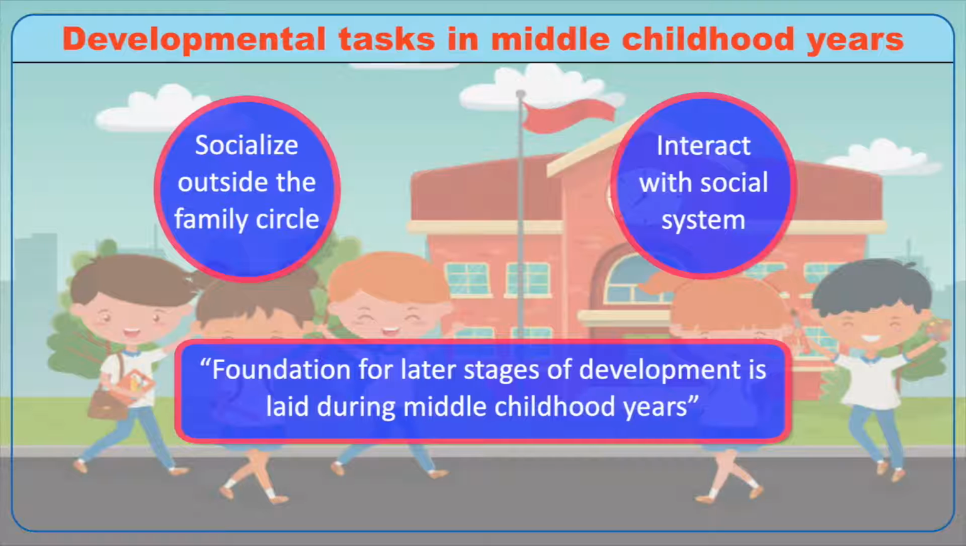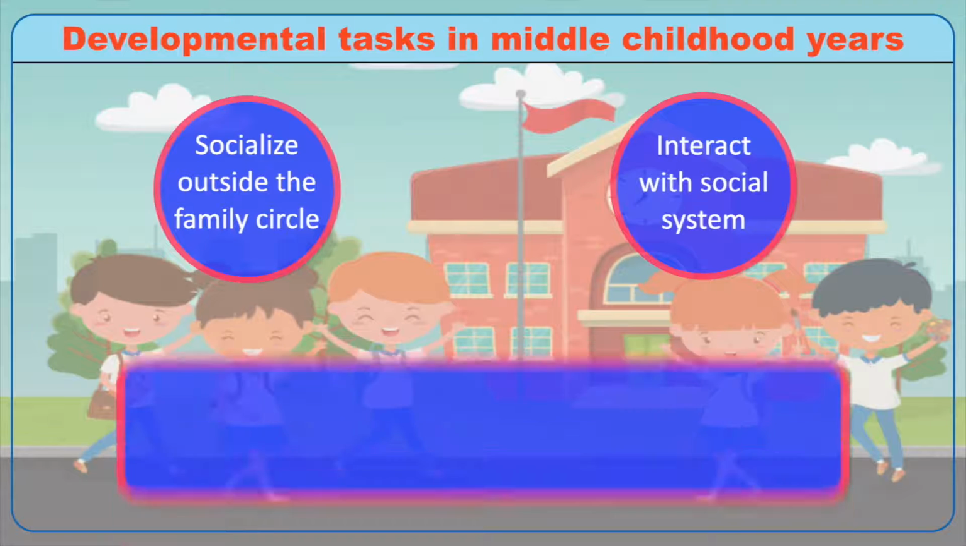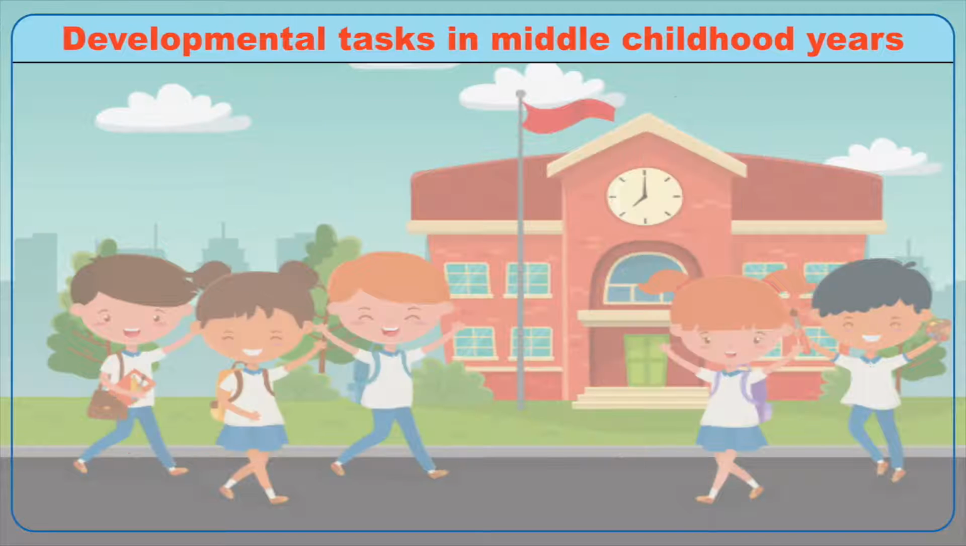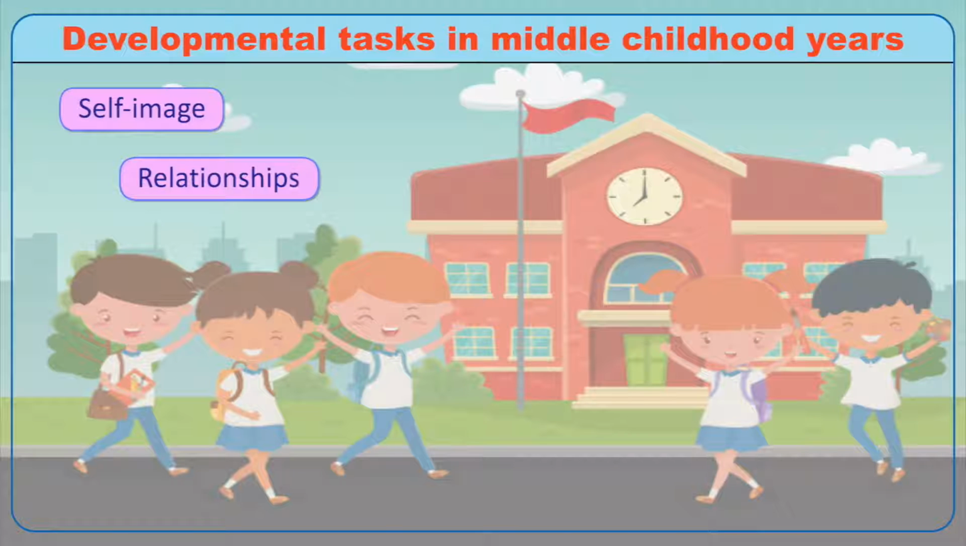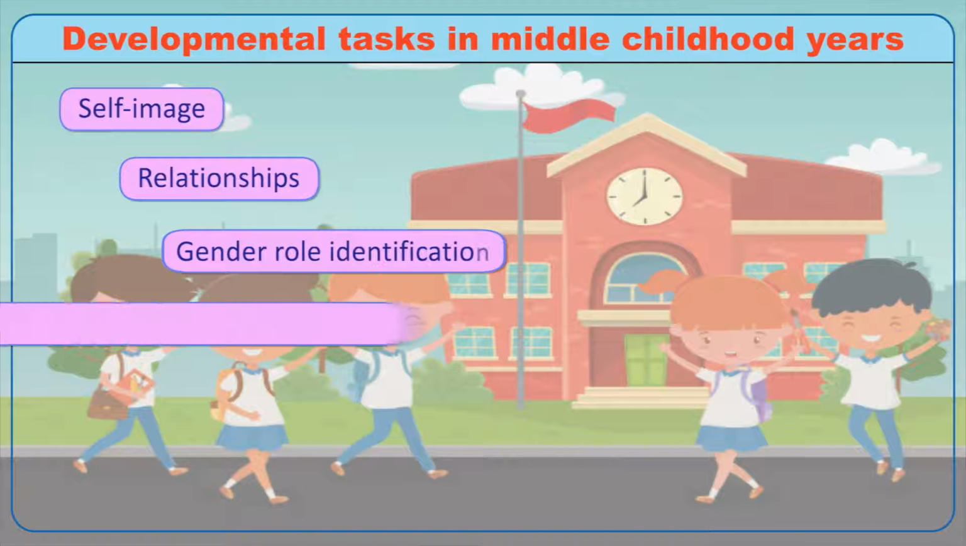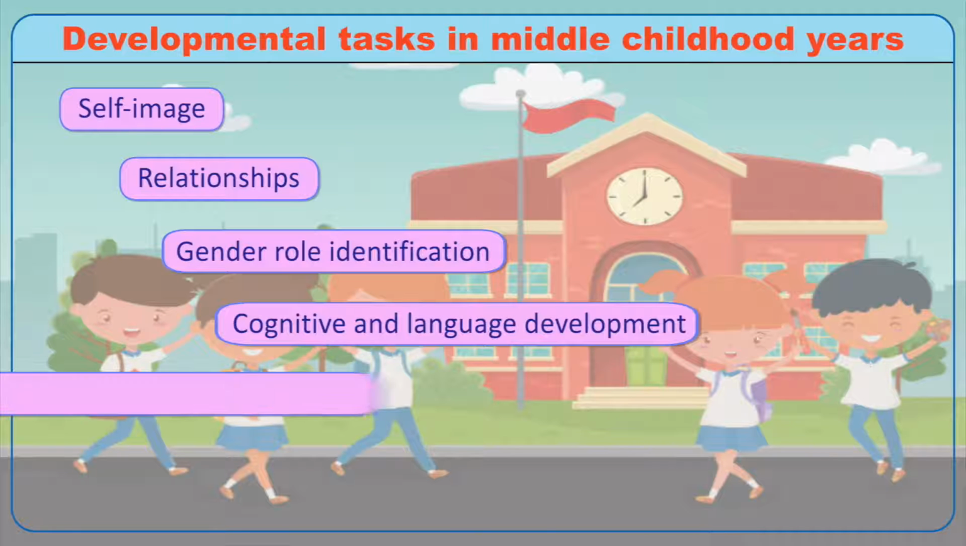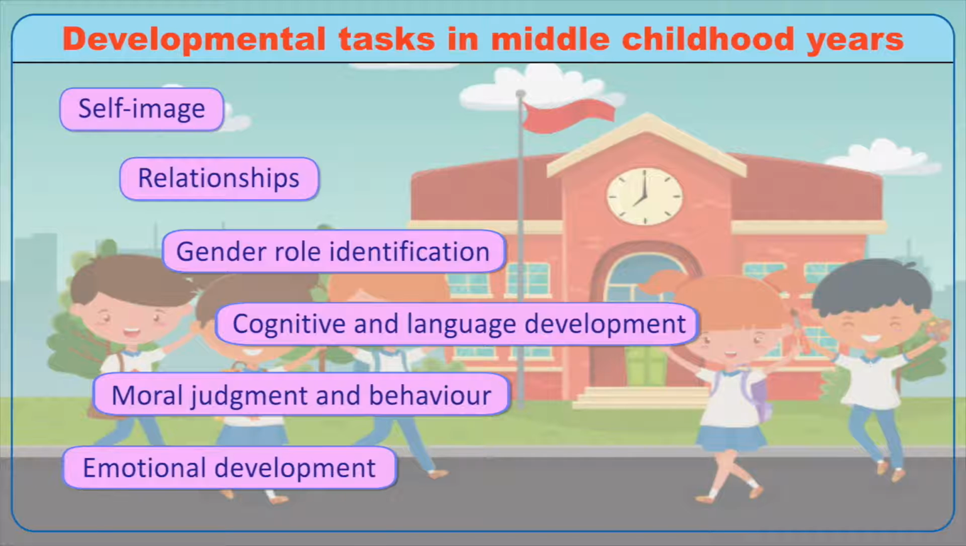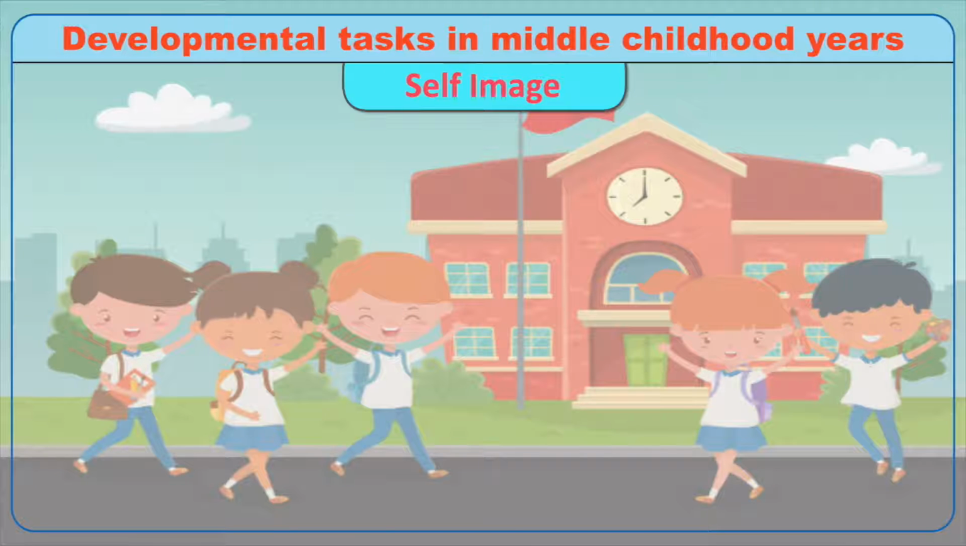During middle childhood years, developmental tasks surface as children make efforts to form friendships and focus on self-evaluation, learning skills, team participation and tangible mental processes. The developmental tasks to be mastered during middle childhood years are as follows: self-image, relationships, gender role identification, cognitive and language development, moral judgment and behavior, and finally emotional development. Now let us see about the self-image.